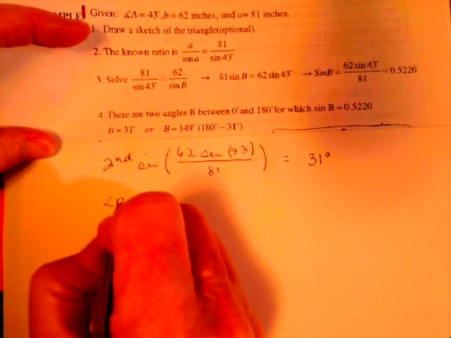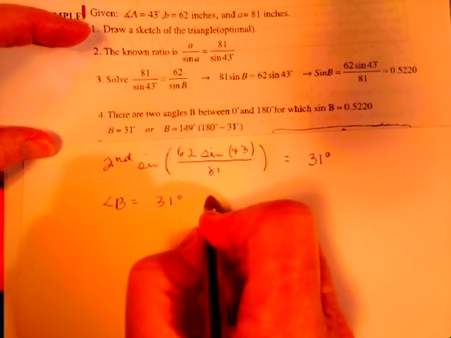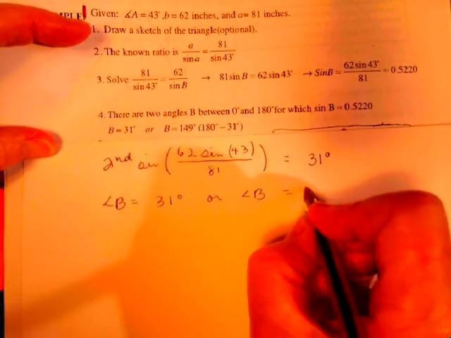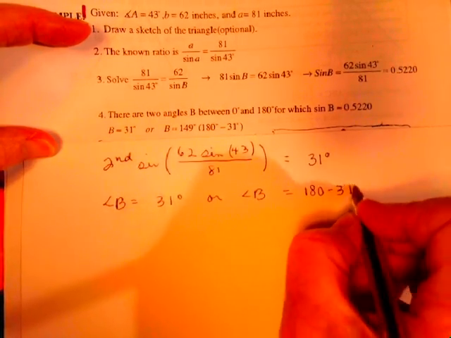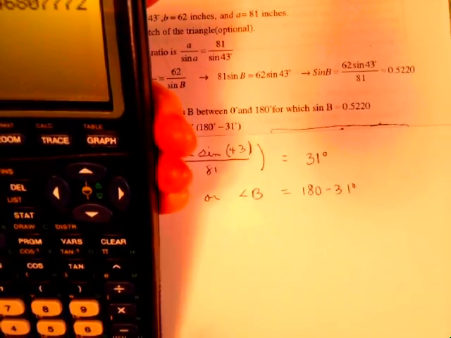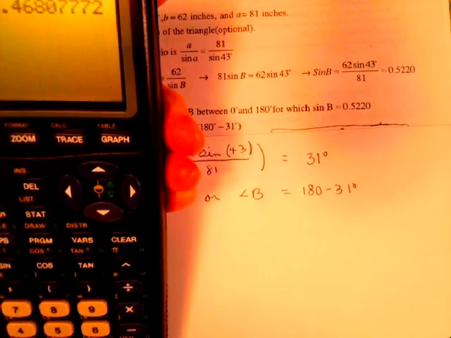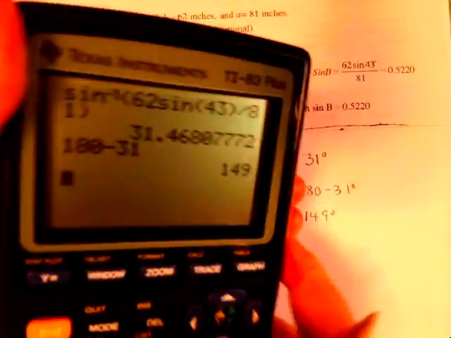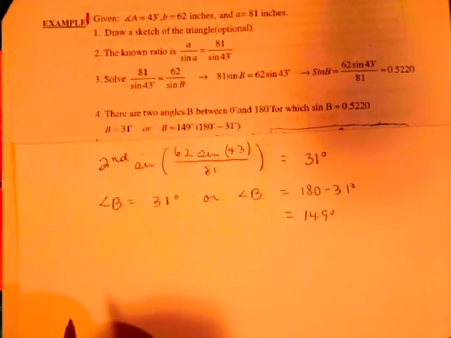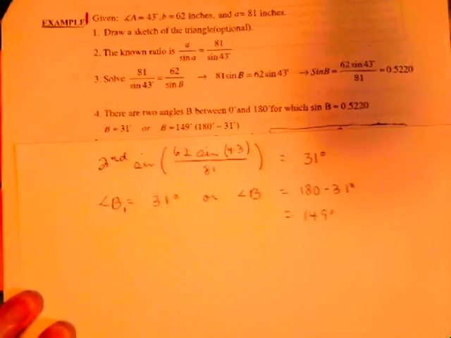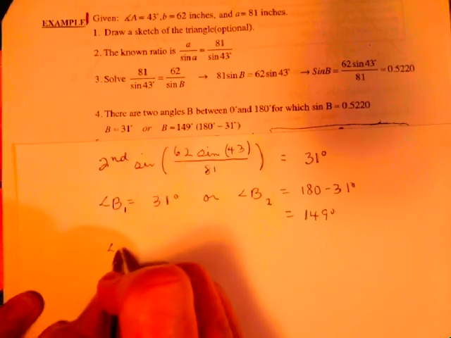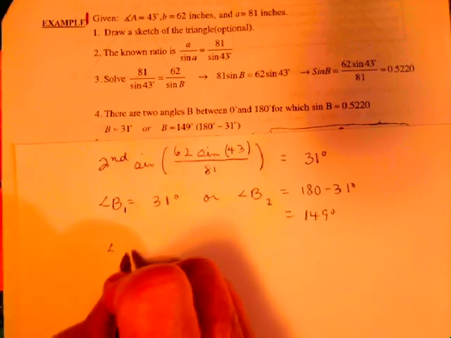Angle B equals 31 degrees, or angle B equals 180 minus 31 degrees. Remember, we might be able to make two triangles. We've got to check and see. So we've got B1 is 31 degrees, B2, 149 degrees. Now at this point, let's check and see if we have enough degrees left to get an angle C.